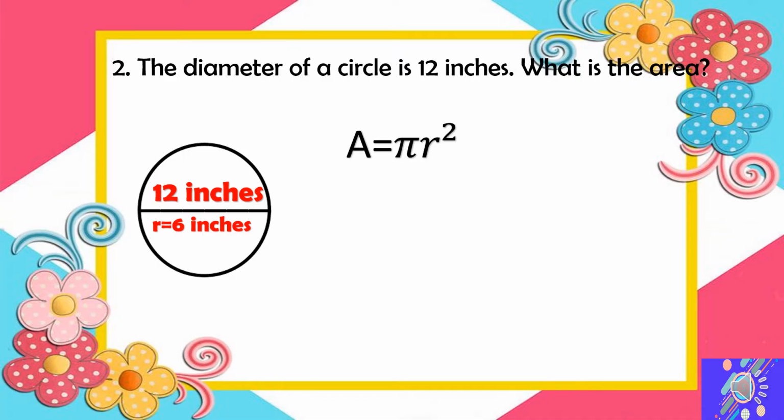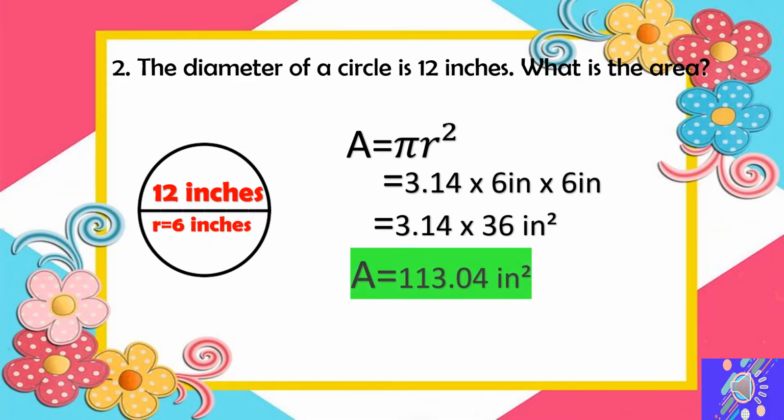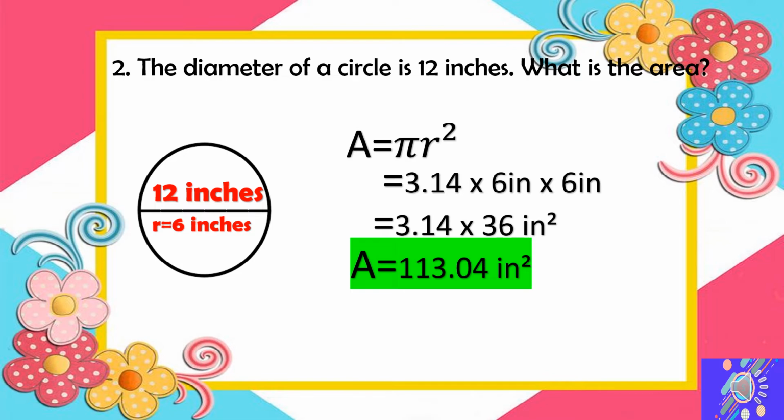Okay, so again, we will be using the formula A equals pi r squared. So when we substitute, 3.14 times the radius, which is 6 inches, times 6 inches. So we have 3.14 times 36 square inches. We multiply 6 times 6, so that is 36. And after multiplying, the area now is 113.04 square inches.